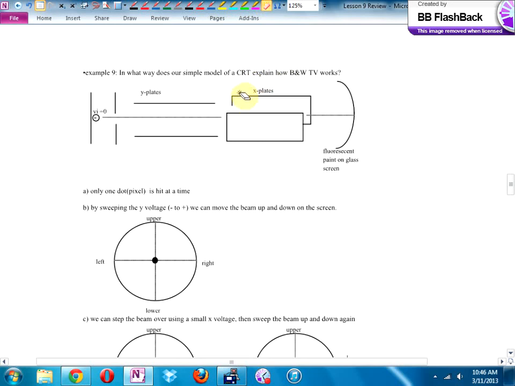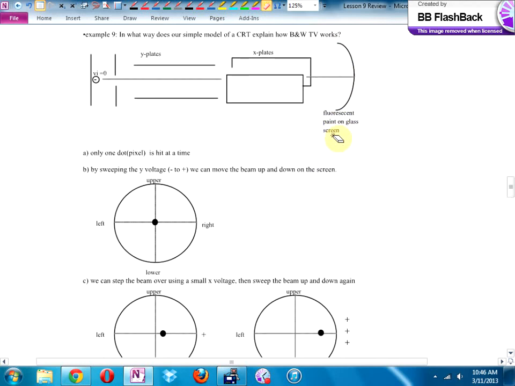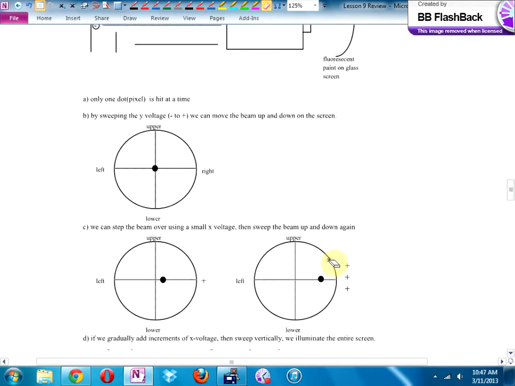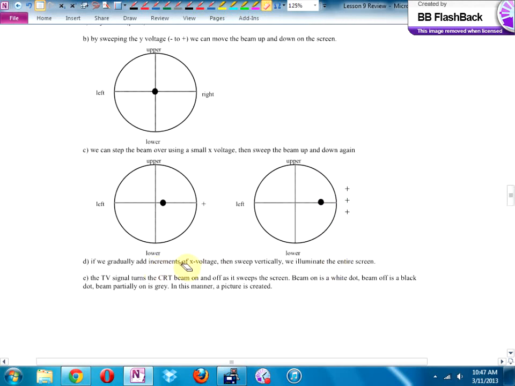So how does our simple model of a CRT explain how black and white television works? Only one dot or pixel is hit at a time. By sweeping the Y voltage from positive to negative, we can move a beam up and down on this phosphorescent screen. By sweeping, we can step the beam over using a tiny X voltage and then sweep the beam up and down again. Then bump the beam sideways a tiny bit, sweep it up and down again. If we do that really, really fast, your eyes won't notice it. If we gradually add increments of X voltage and then sweep vertically, we illuminate the entire screen.